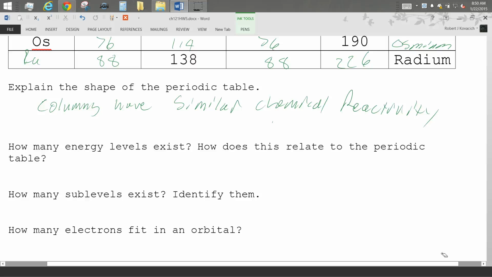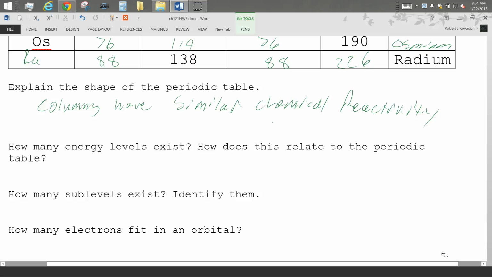So my answer came from your notes directly, and it says the shape of the table is based on the arrangement of the electrons. That is worded poorly. The reason the table has the shape is based off of its electrons, but the table shape was created because of similar chemical reactivity. So thanks, I'll reword that.